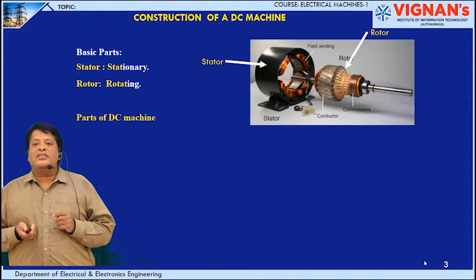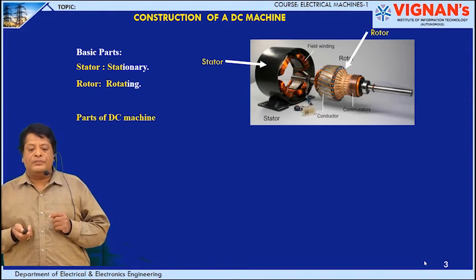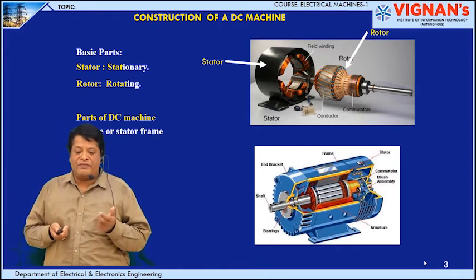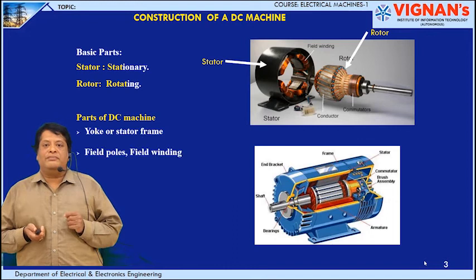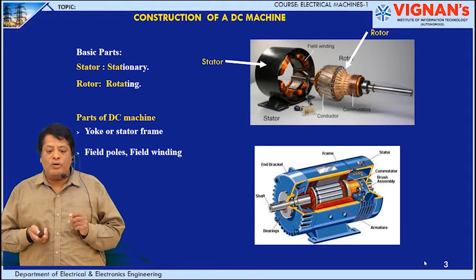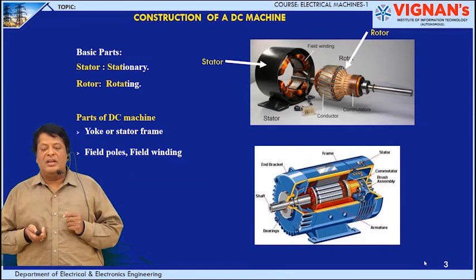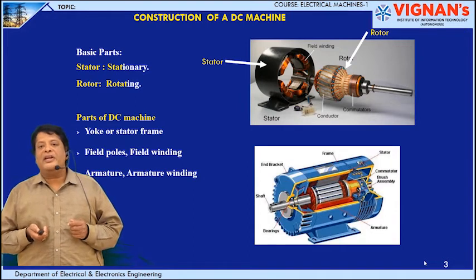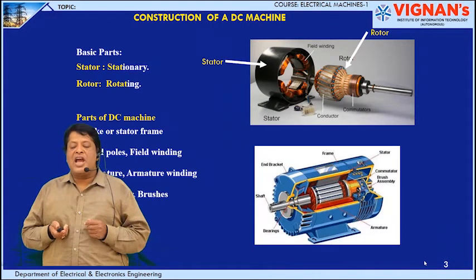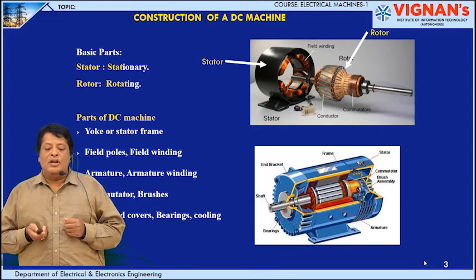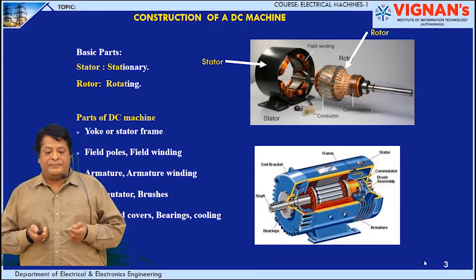There are different parts in a DC machine. Yoke, also called the stator frame. Another name for the yoke is the stator frame. Field system. The field system consists of three parts: one is the field pole and field winding. Next, armature and armature winding, commutator, brushes, shaft, end covers, bearings and cooling fan. Now we are going to see each part of the DC machine individually.